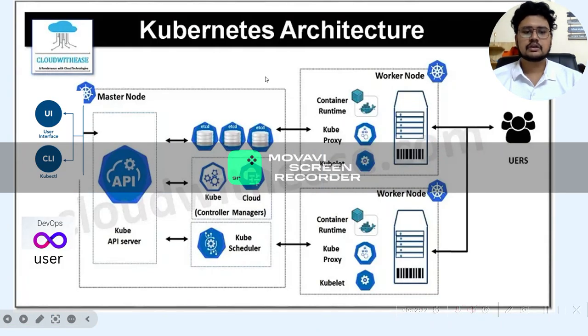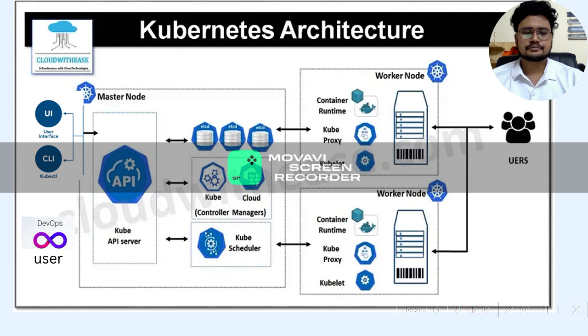So this is the Kubernetes architecture, where we can see two major components. One is the master node, and the other is the worker node. Let me explain this architecture. We have a DevOps user who is trying to connect to Kubernetes and perform some actions via a graphical user interface or a command line interface.